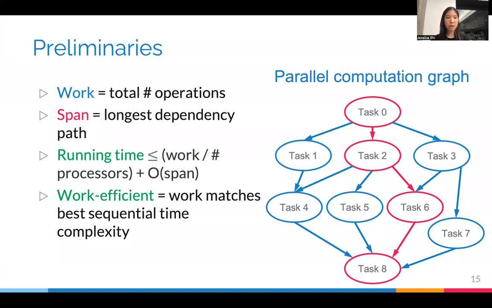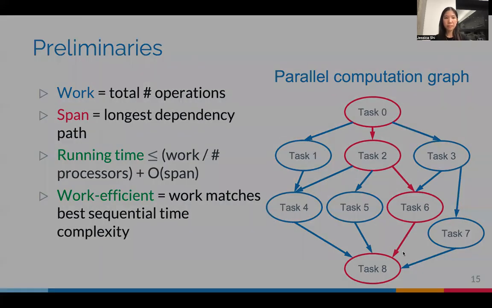And we use the work-span model because the running time is upper bounded by work over the number of processors plus big O of the span. And importantly, we'll be developing work-efficient algorithms where the work matches the best sequential time complexity.